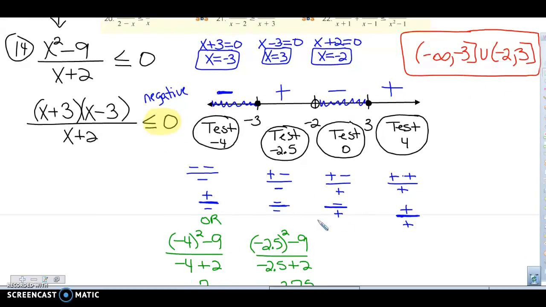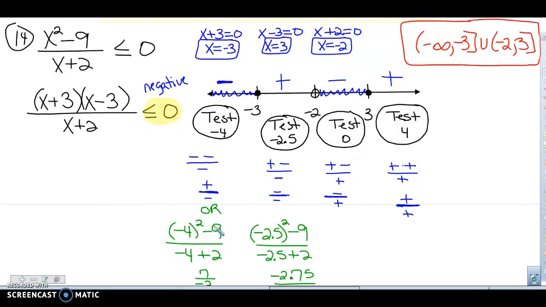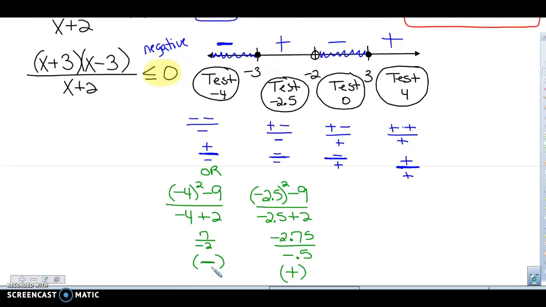So this is just another way that you could do the problem and still come up with the fact that you got a negative value. Or you could actually plug the numbers in as we did in the other examples and get it that way. So just wanted to show you an alternative. So I test each of these points, and these are the positives and negatives that I came up with.